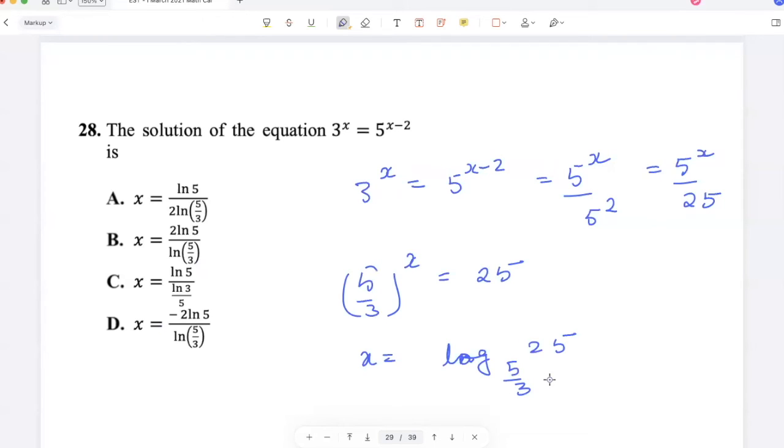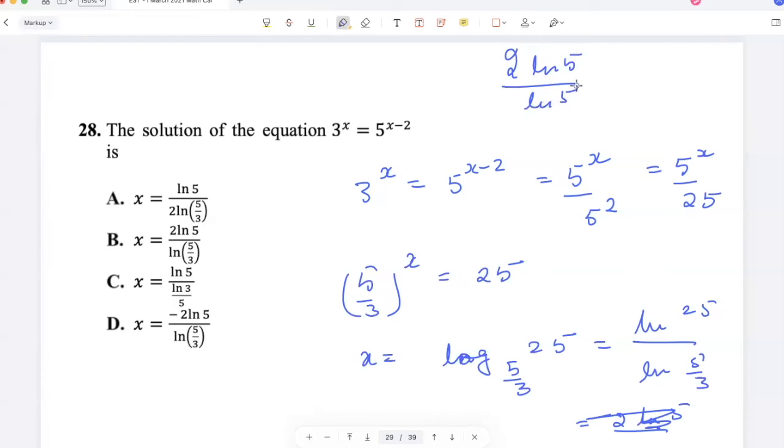Okay, and now they want me to present it as ln. So this I can write as ln 25 divided by ln 5 by 3. Right, that's what they wanted me to do. And 25 is 5 squared. So 2 ln 5 divided by ln 5 by 3. So the answer is B.